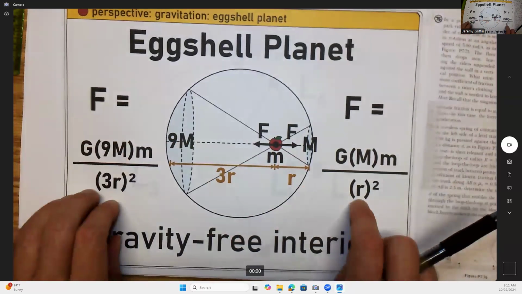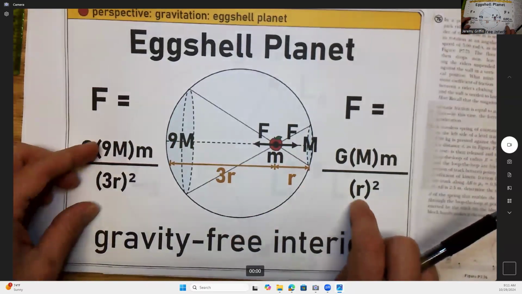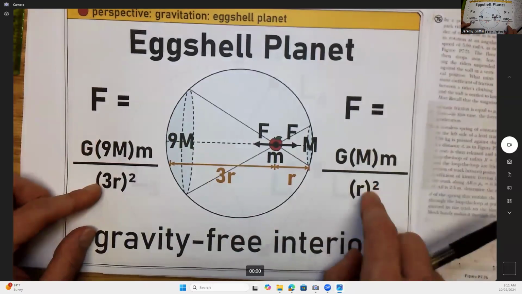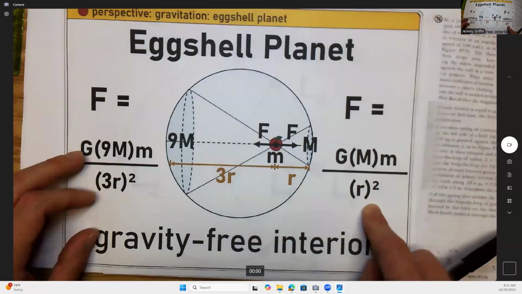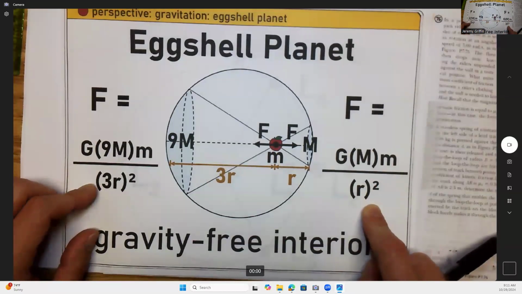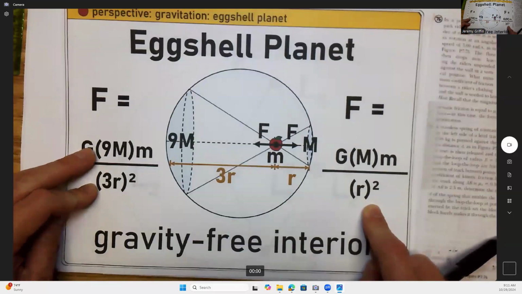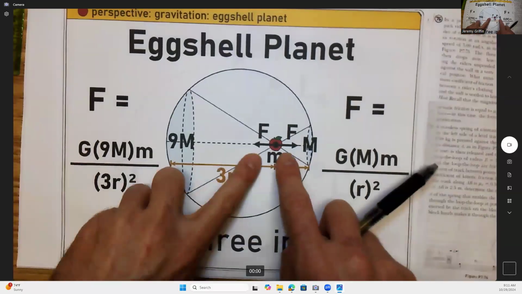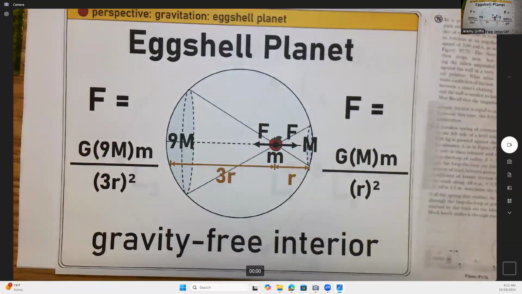So here's what's pulling you to the left: GMM over R squared, but it's 9M and 3R. And here's what's pulling to the right, just GMM over R squared. Do you guys see that the 3 squared could give you a 9 on the bottom, and this 9 could cancel? So it's exactly the same force both ways. Okay, is that right? Right.